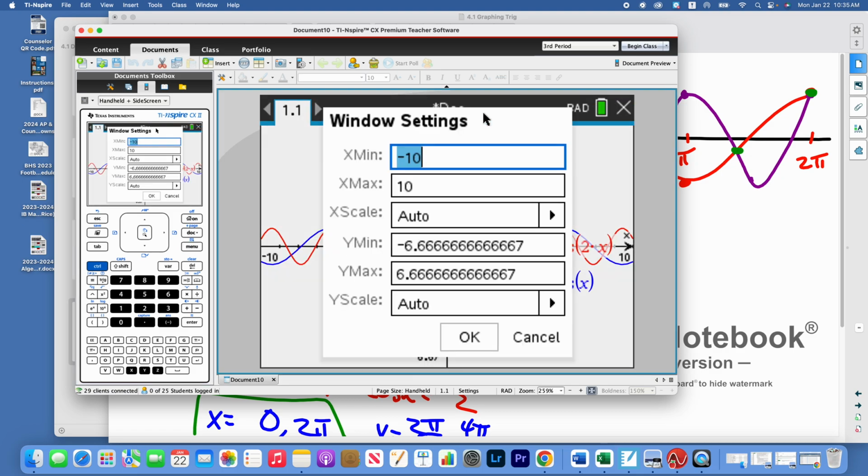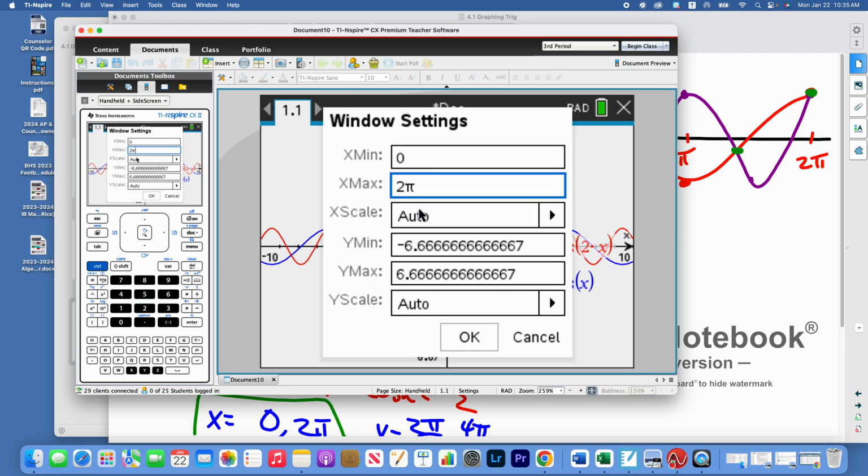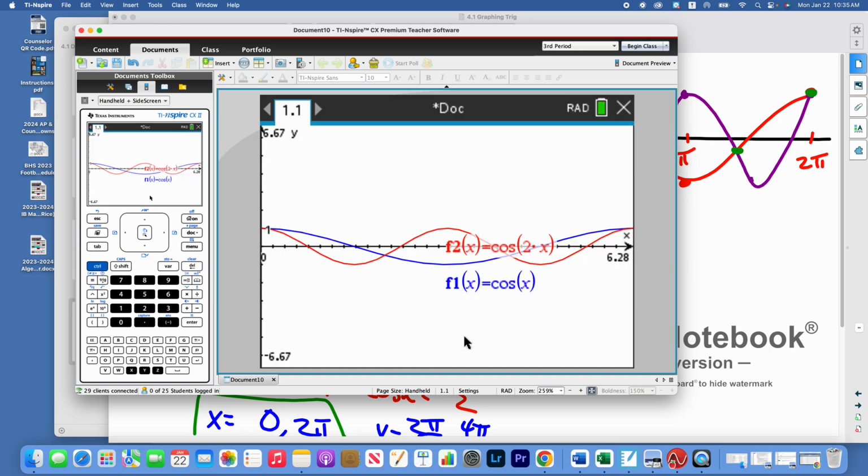And if they say solve this on 0 to 2 pi, then I'm going to put 0 in there and I'm going to put 2 pi in there. So if they tell me the domain from 0 to 2 pi or negative 2 pi to 2 pi or whatever they tell me it is, I'm going to match that in here. And so now there's my picture of what they want. Okay? Now I'm not providing extra answers.